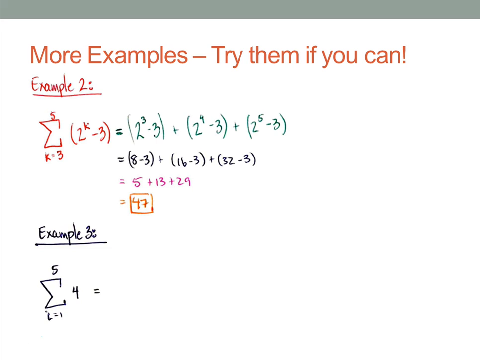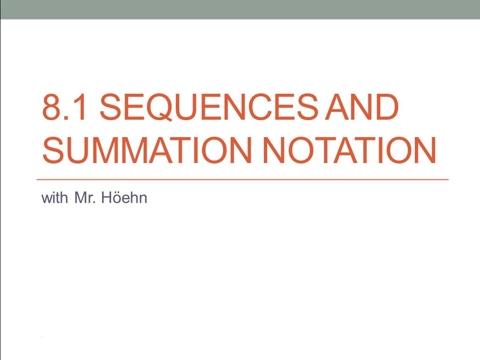Let's take a look at example 3. Now, see if you can do this on your own. Now, what's confusing is I have no i here. But how many times am I going to add 4? That's right. Nothing changes. I just have 5 of the number 4. I add them together, and of course, I get 20. That, ladies and gentlemen, is sequences and summation notation. Simple, straightforward. Take a look at this video and review it if you have any questions.